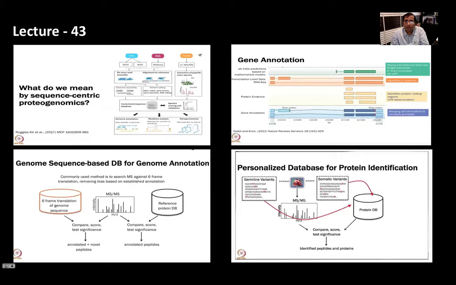The next lecture will be from Dr. Kerry Gills. You already heard her earlier about genomics. Now she'll talk more about the sequence-centric proteogenomics approaches. She'll talk about gene annotation and whether the genomic data is capable of facilitating the search for novel peptides or the identification of functional proteins. Those will be discussed in this particular lecture.